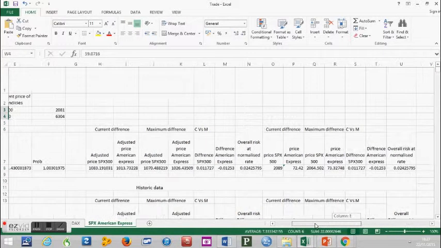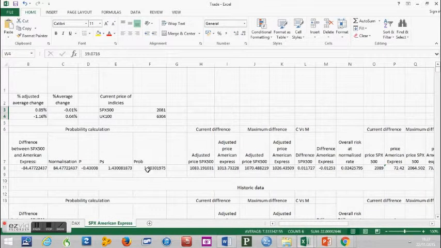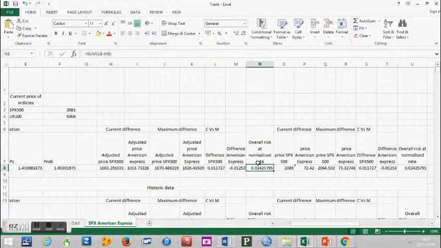So it's quite a strong trade, and as you can see, it's given us a probability of 103%. This is 1.003, but it's not in percentage terms. And overall risk, because the way this is calculated, this thinks we can put our stop losses above the entry price. So as you can see, our actual risk is to make a profit of 2%.